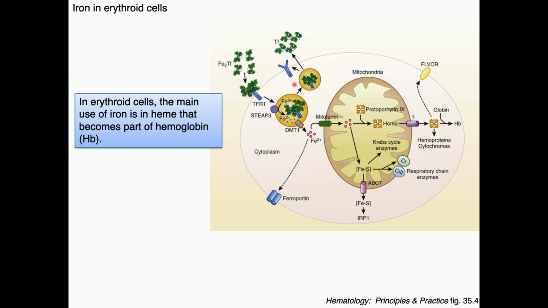In these cells, they're going to be taking up iron in the same fashion as other cells through transferrin receptor-mediated endocytosis, and then the STEAP oxidase and the DMT1 transporting it to make the ferrous iron in the intracellular iron pool. So by far the major role of iron within an erythroid precursor cell is going to be as a substrate for ferrochelatase and for making hemoglobin.